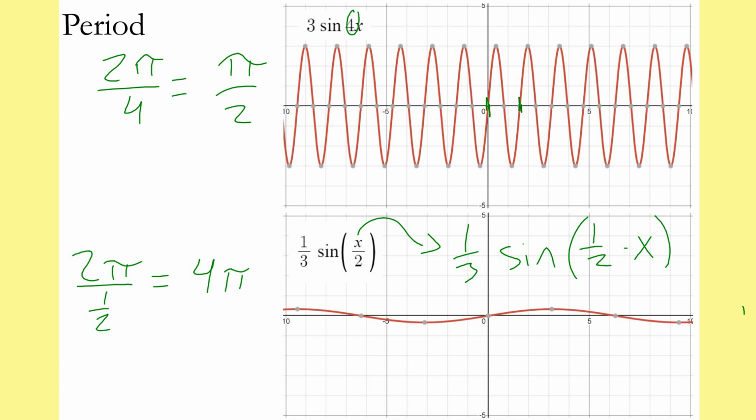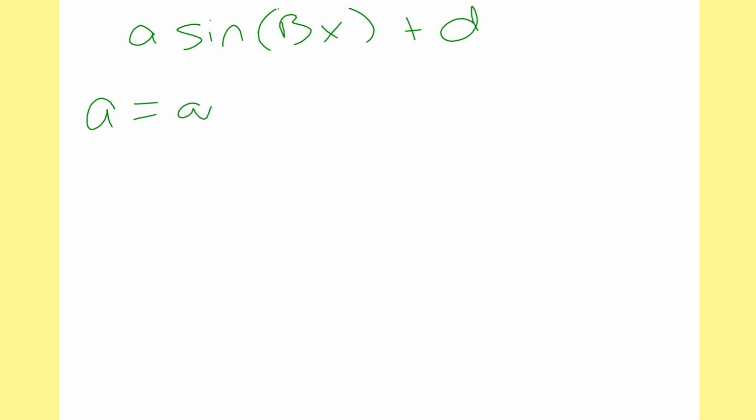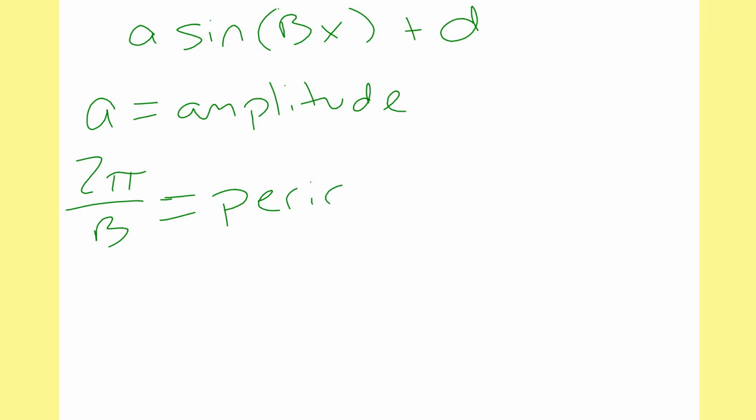So just to break it down, and it works for sine and cosine, of course. We have a sine of bx plus d. So a is your amplitude, and then 2 pi over b is your period. And d is kind of where it sits on the graph. So d is kind of like its up-down shift.